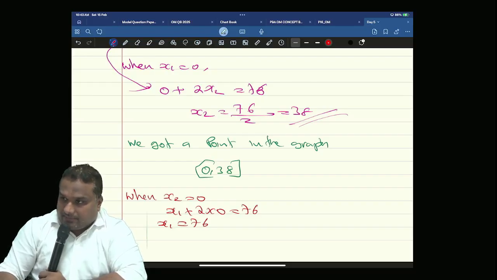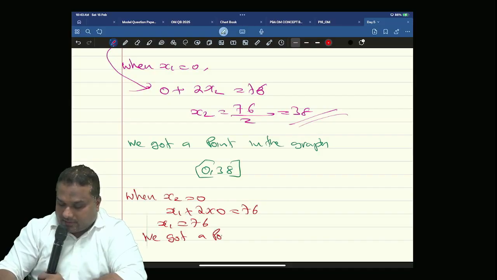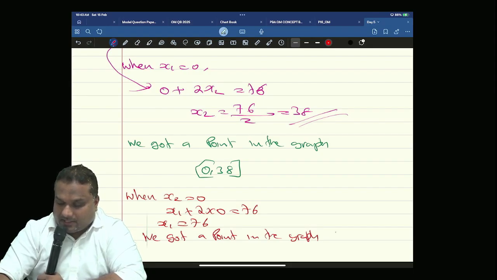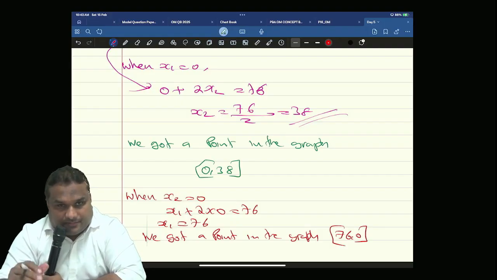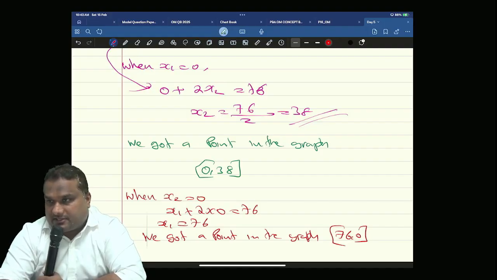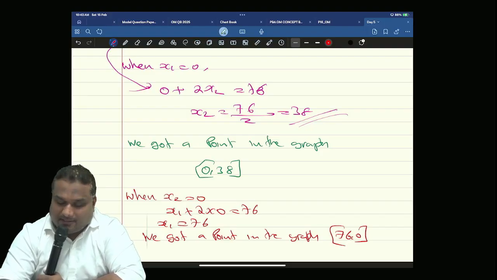x1 equal to what? Tell me. 76. Now, we got a point in the graph. Tell me, what is the point in the graph? 76, comma 0 or 0, 76? Why is it 76, comma 0? The x1 value only we'll say first. Correct?